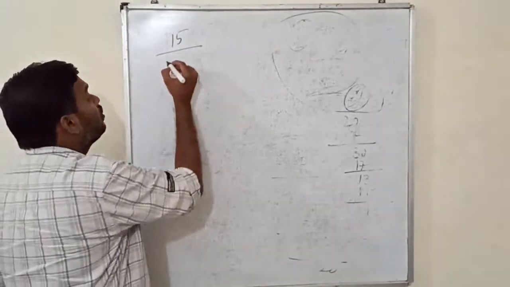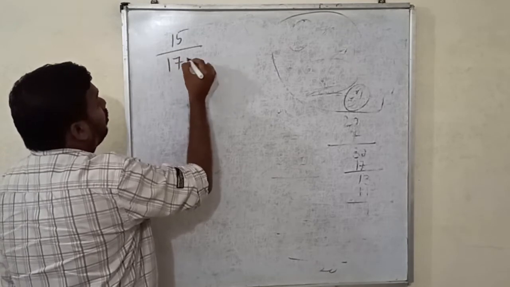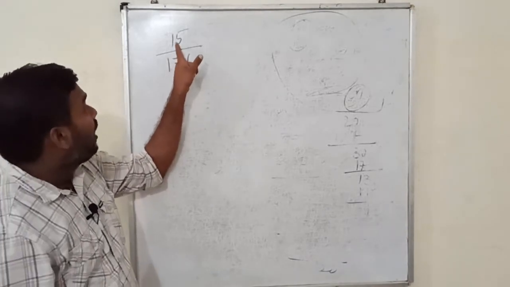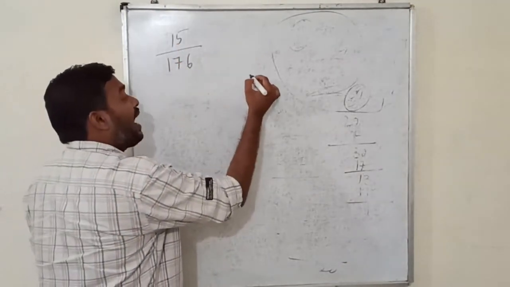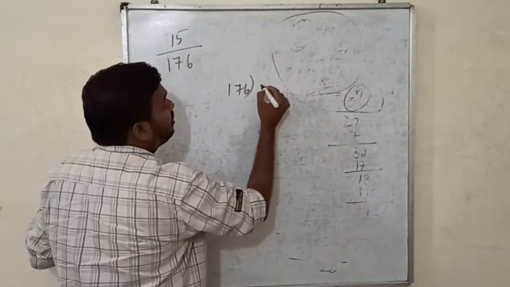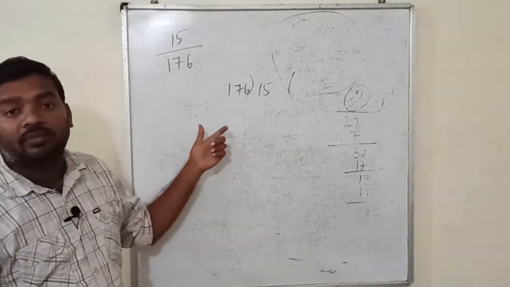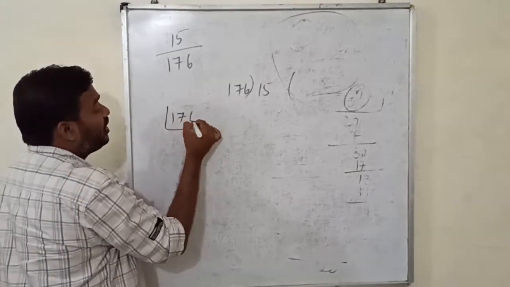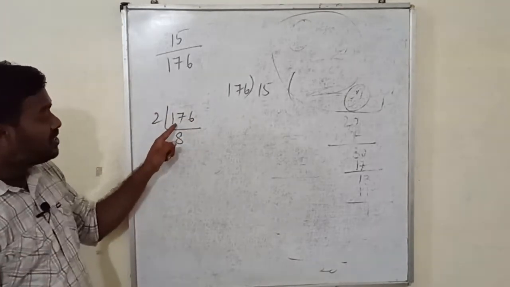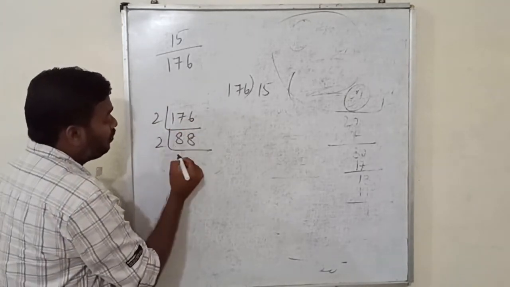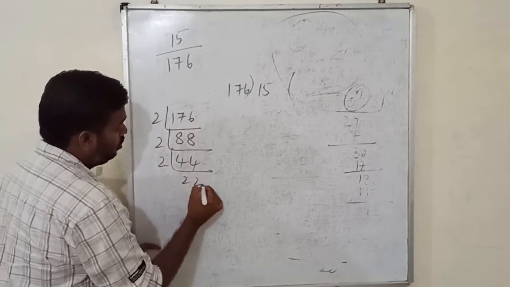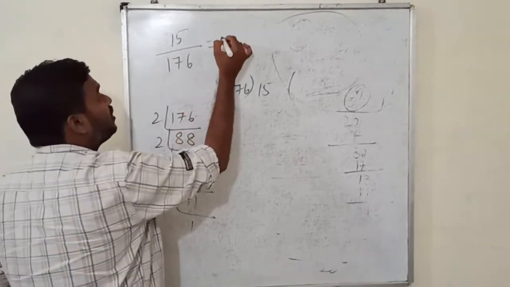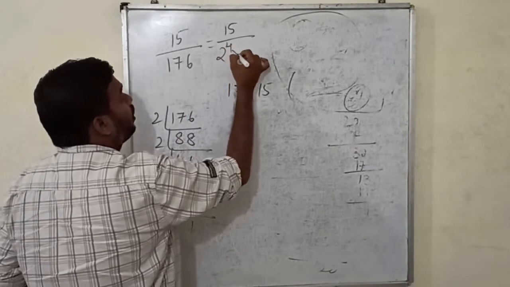15 by 176. Let us divide 15 by 176 and let us check whether it is non-terminating or terminating decimal. Before that, let us go for the prime factorization of 176, that is 2 8s 16, 2 44s, 2 22s, 2 11s, 11 ones, that is 2 power 4 into 11 power 1. 15 by 2 power 4 into 11 power 1.